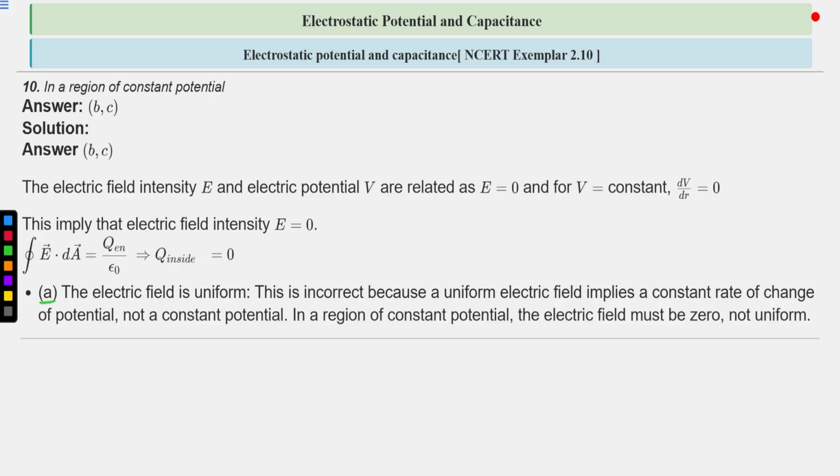Option A, which was electric field is uniform, is incorrect, because a uniform electric field implies a constant rate of change of potential. What is a uniform electric field? It implies a constant rate of change of potential. But here potential is constant, not changing. So a constant rate of change of potential implies a uniform electric field, not a constant potential. Constant potential implies zero electric field. In a region of constant potential, electric field must be 0, not uniform.